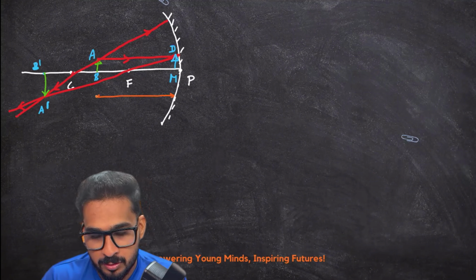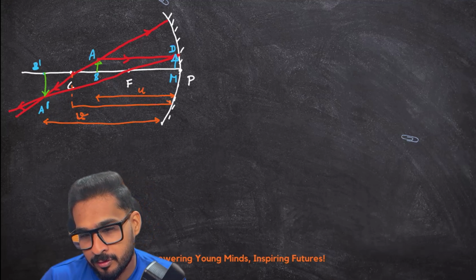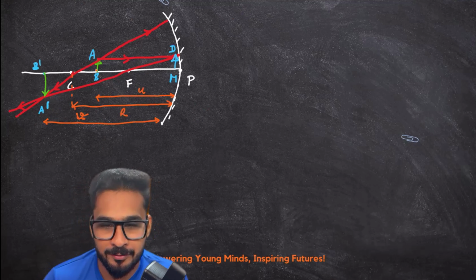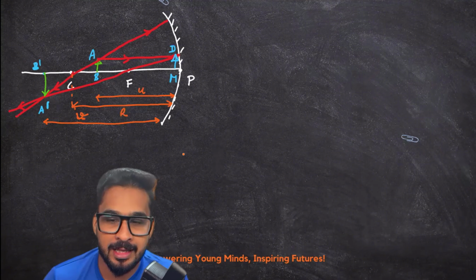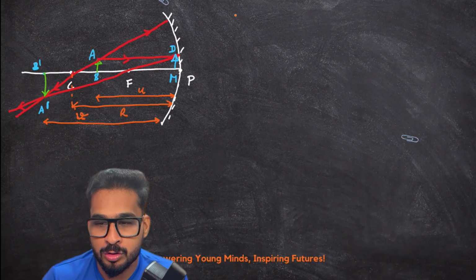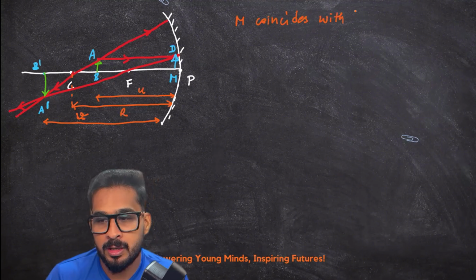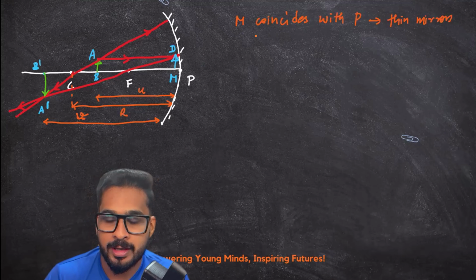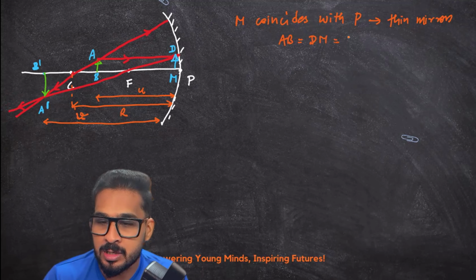According to the diagram, this is my object distance, this is my image distance, and this is the radius of curvature. Now the first approximation that we need to make: because this is a thin mirror, M is very close to the pole. M coincides with P because of the thin mirror approximation. So I can write AB is equal to DM, which is equal to DP.